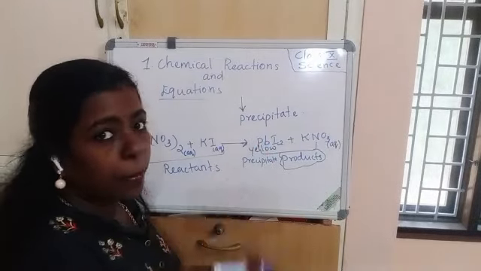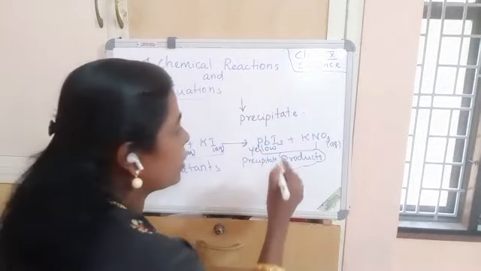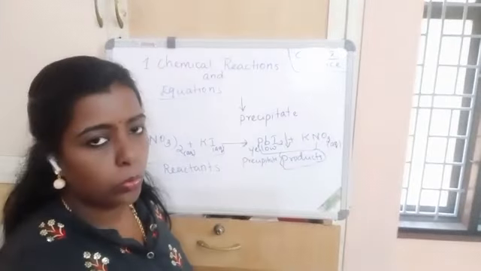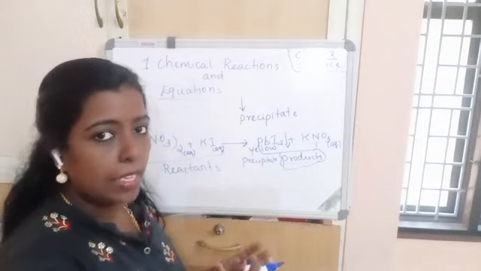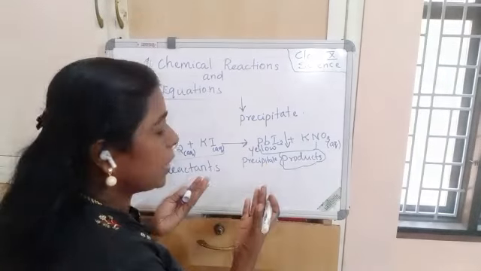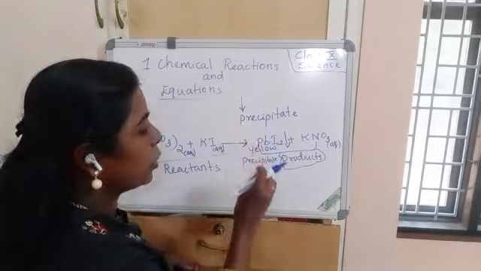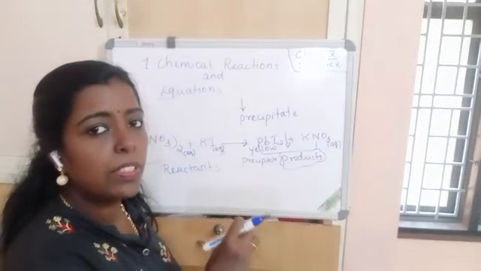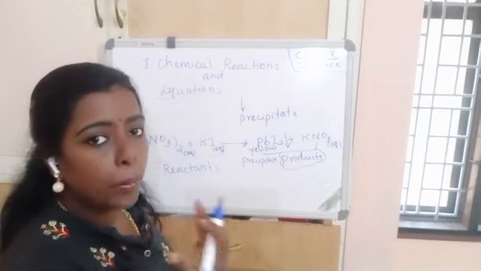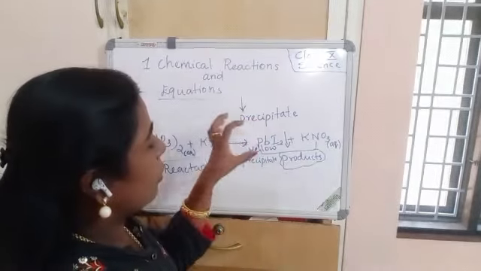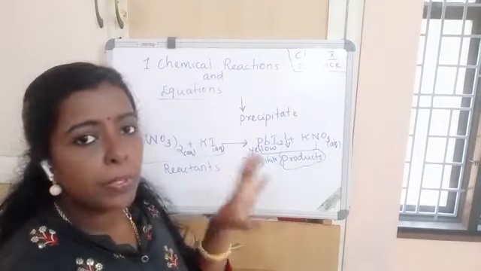So this precipitate can be expressed by a downward arrow. In the case where a precipitate is formed in our products, we should put a downward arrow. It will indicate that the product or compound is in precipitate condition.